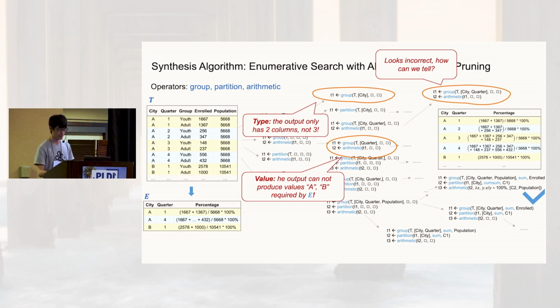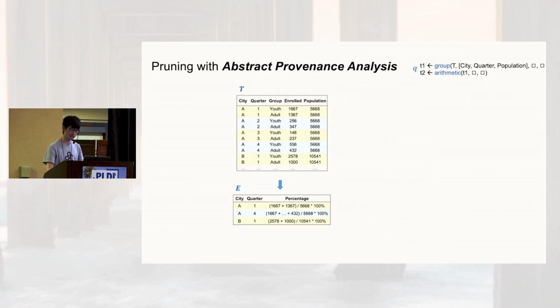But how can we tell? And so here comes the reasoning problem. Is there a way for us to reason about this program behavior to prune it? So let's take a look in detail. Now we have input table T and output table E. How do we prune this Q? And the key idea is to use a process called abstract provenance analysis.